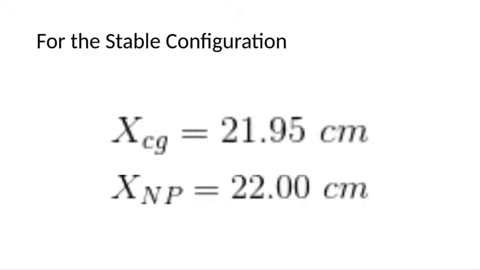Here is the center of gravity and the neutral point for the stable configuration, and that's the configuration with the point load applied near the nose of the glider. Here you can see that the center of gravity is actually in front of the neutral point, and that causes this configuration to be stable, and you can actually see that in the upcoming videos. The glider is able to fly further, and when it gets perturbed in any way longitudinally, it is able to correct itself and fly further.